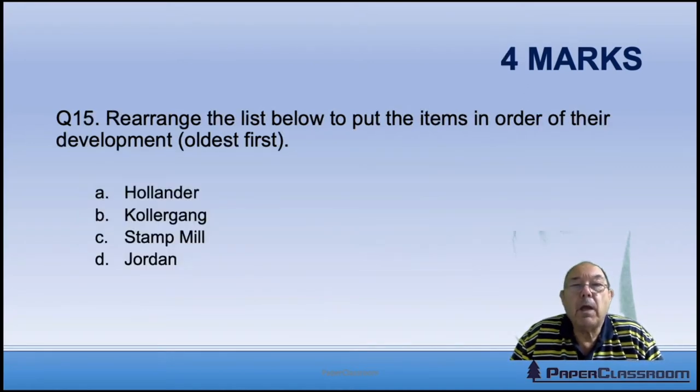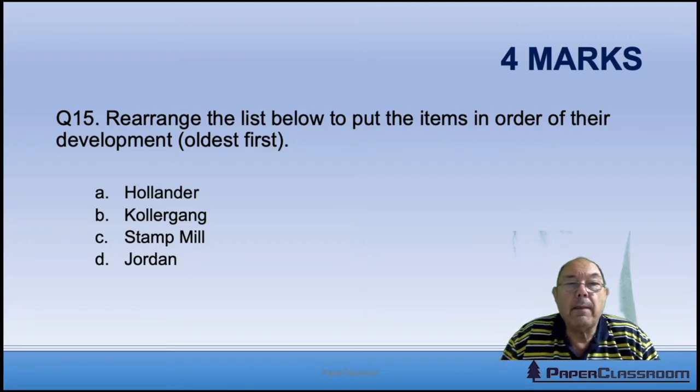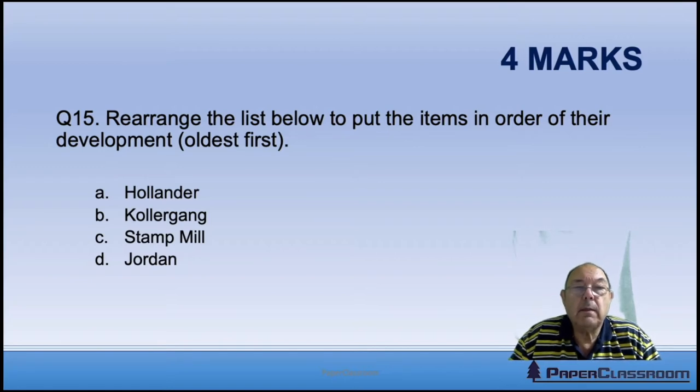Question 15. Arrange the list below and put the items in order of their development, starting with the oldest. So we have 4 items of equipment here: the Hollander beater, the collar gang, the stamp mill, and the Jordan refiner. So rearrange that list: oldest first, newest last.